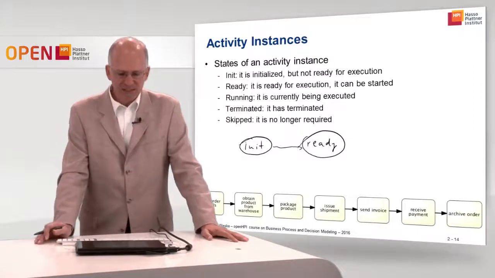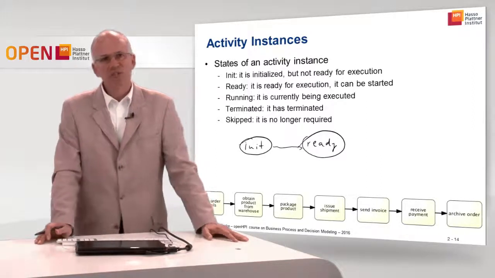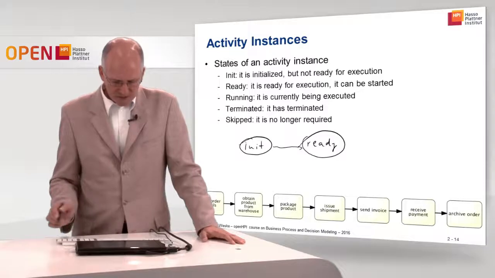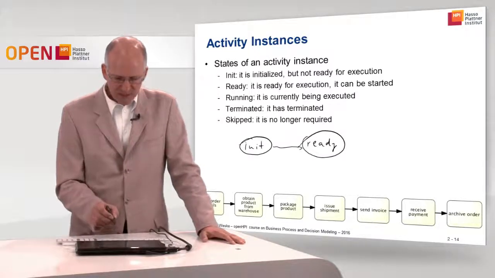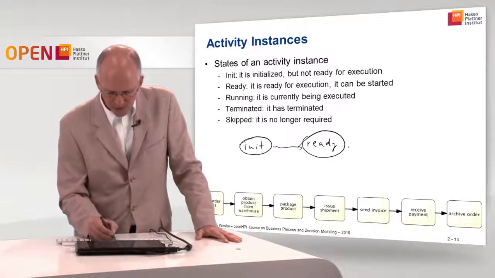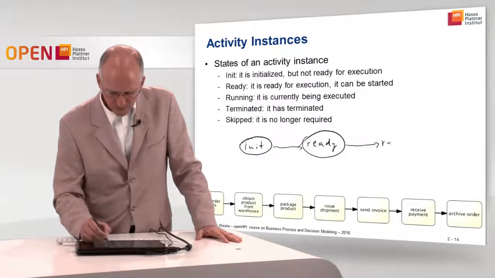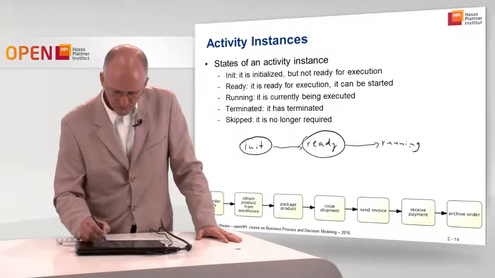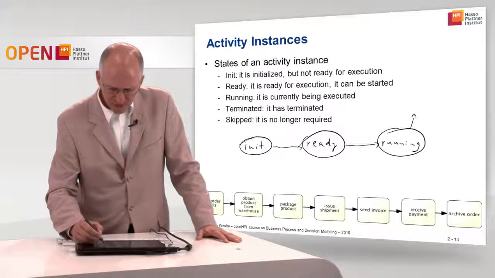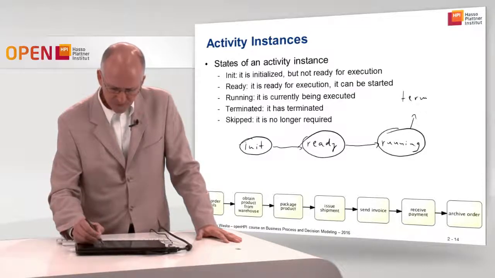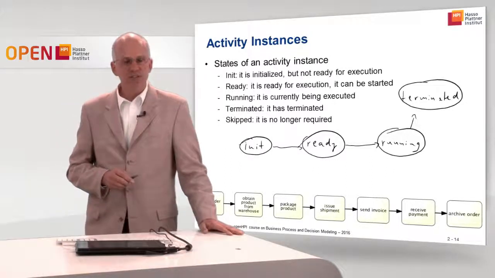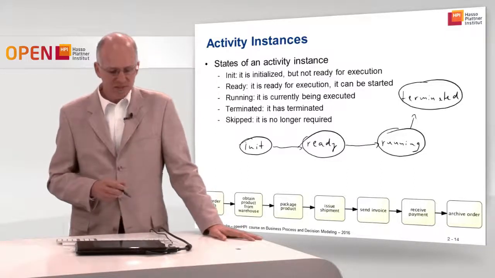What I'm now drawing is a state transition diagram. This is a graphical representation of the states an activity instance can be in, and also of the state transitions. All right, we also discussed already that an activity instance which is in the ready state can be started. When it is started, it enters the running state. And after it completes running, it comes to the terminated state.